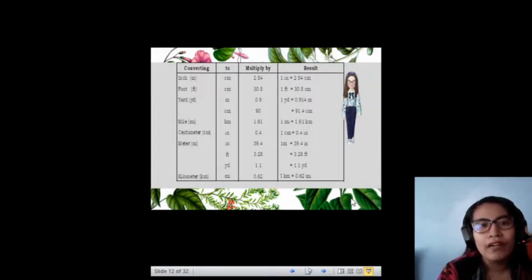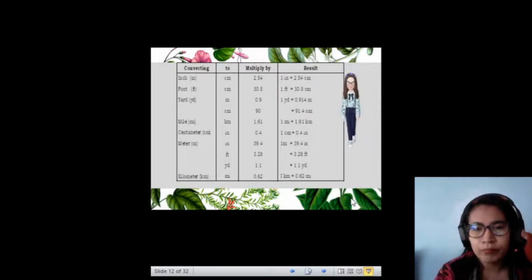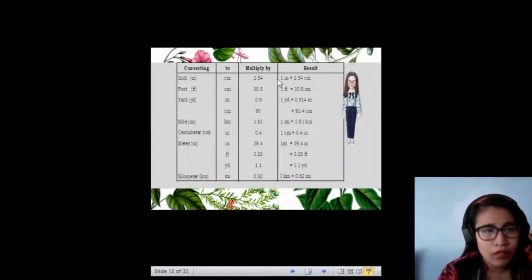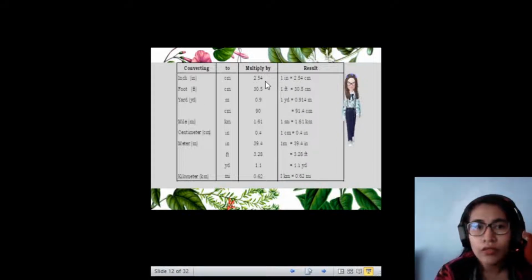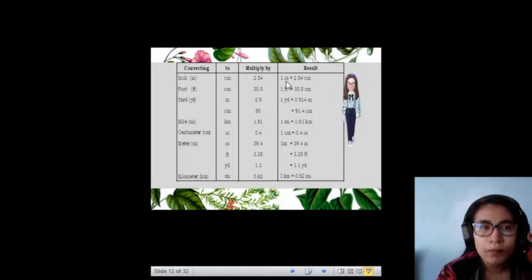How about if I have metric to English or English to metric conversion? Okay, if I have here converting inch to centimeter, here are the numbers we need to multiply for each conversion. We will talk about it one by one. Inch to centimeter, you need to multiply 2.54 because 1 inch is equal to 2.54 centimeter. And for the foot to centimeter, 1 foot is equal to 30.5 centimeter.